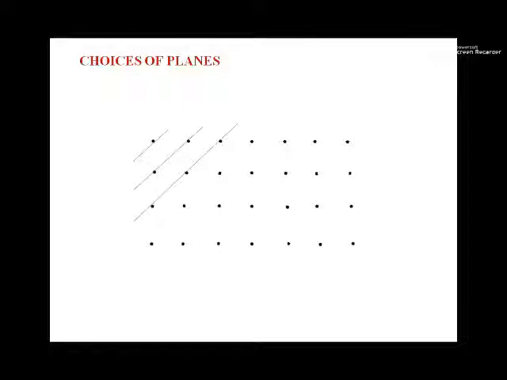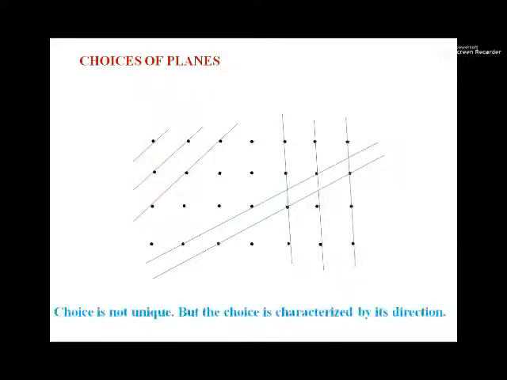Now some of you may not choose this as the family of planes. So one can choose this blue line as the family of planes. Some other fellow can choose this green line as the family of planes. So the proposition is that this choice of family of planes is not unique, but there is a proposition that the choice is characterized by its direction.